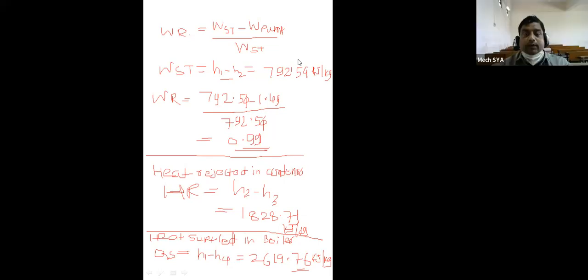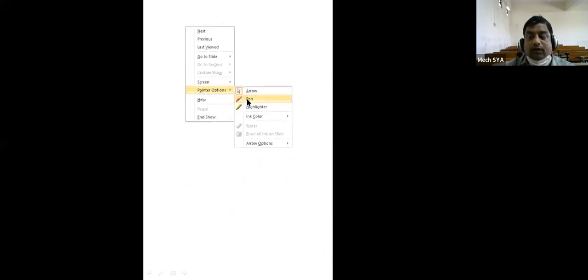Is writing over from this page? Shall I go to next page? Next slide. Yes, sir. Okay. So we'll go to next page. Specific steam consumption is the amount of steam required in kg per kilowatt hour to generate one electrical unit of power. Okay, and for that we have SSC, specific steam consumption.